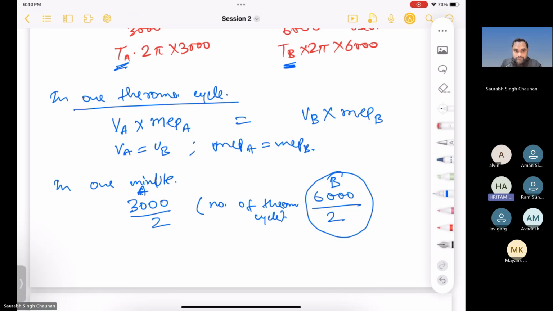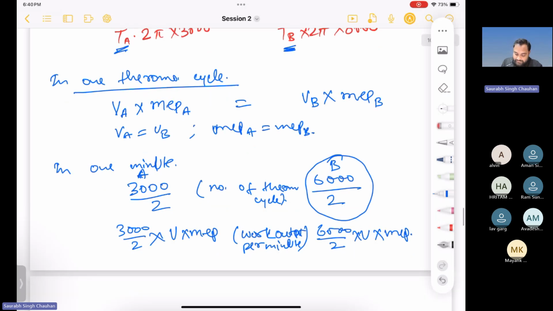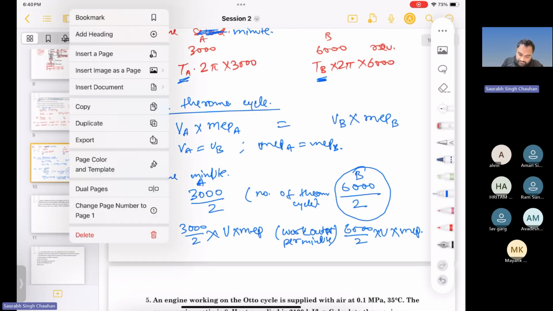Right? Yes, sir. So 3000 by 2 multiplied by V into MEP, and this will be 6000 by 2 into V into MEP. So this is the work output in 1 minute. Work output per minute. You can clearly see that the work output per minute of engine B is twice that of engine A, and work output per unit time is power, correct? So power is double.